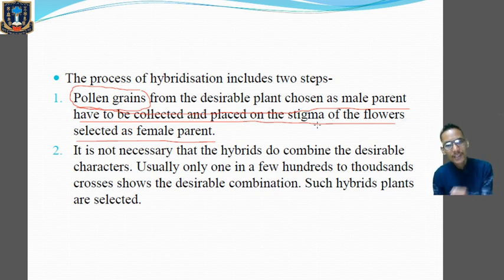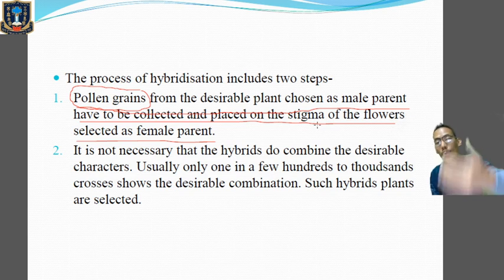Now the second step is the selection of such hybrid progeny. So we have to go for artificial selection, where we select the hybrid progeny having both the desirable characteristics from the parents. So there are two steps of hybridization. First, we select the male parent and the female parent. After that, the pollen grain from the male parent is placed on the stigma of the selected female parent.